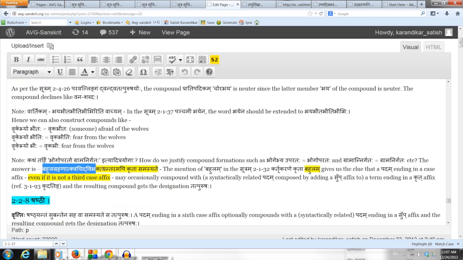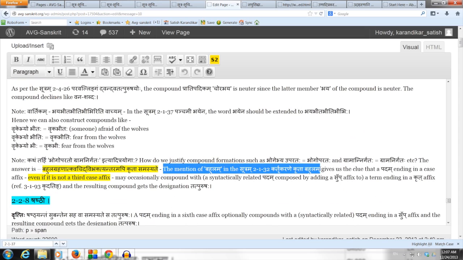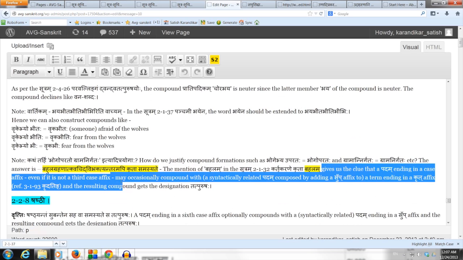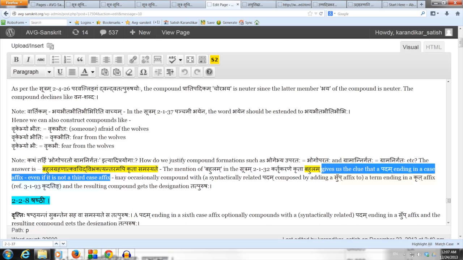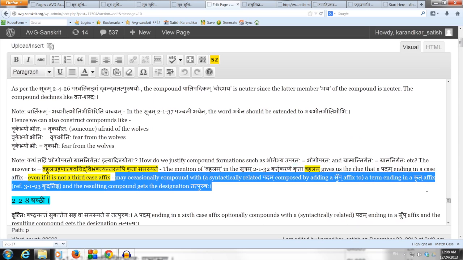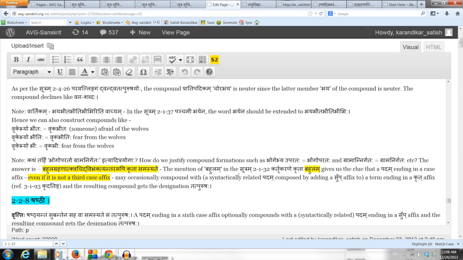The answer is bahulagrahanat kvachid vibhaktyantaram api krita samasyate. The mention of bahulam in the Sutram 2.1.32, kartrikarane krita bahulam, gives us the clue that a padam ending in a case affix, even if it is not a third case affix, may occasionally compound with a syntactically related padam composed by adding a sup affix to a term ending in a krit affix. And the resulting compound, of course, gets a designation tat purushaha.